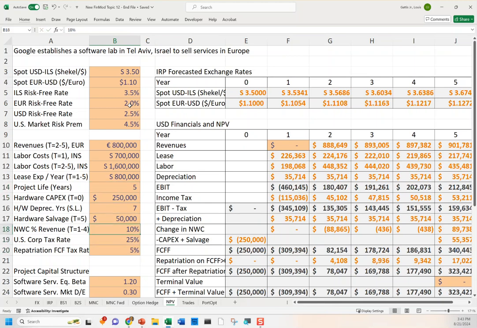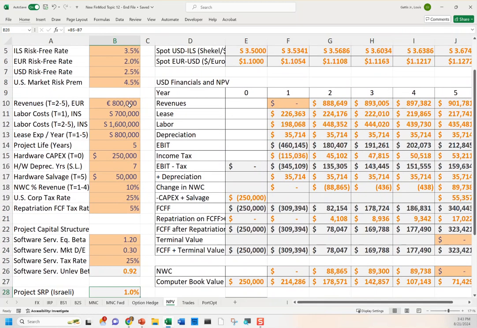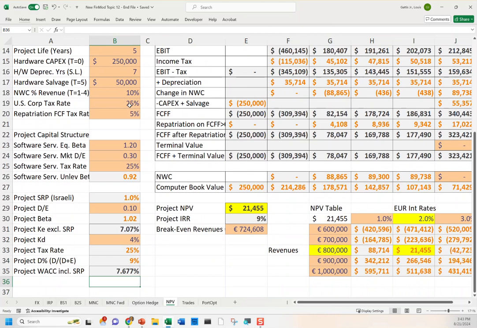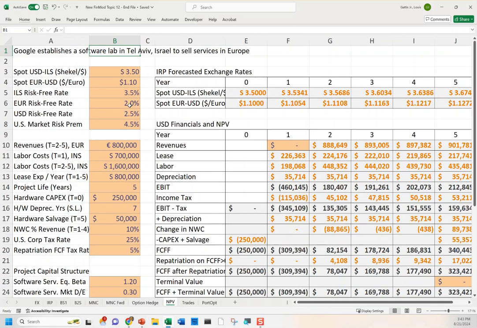So let's go look at this right now. The project life is going to be 5 years and the hardware is going to be depreciated over 7. Here's some other assumptions here. The hardware is going to be worth $50,000 when you salvage it after 5 years. We're going to have net working capital as a percentage of sales and so on. And down here is for calculating the WACC. We'll talk about that in a minute.